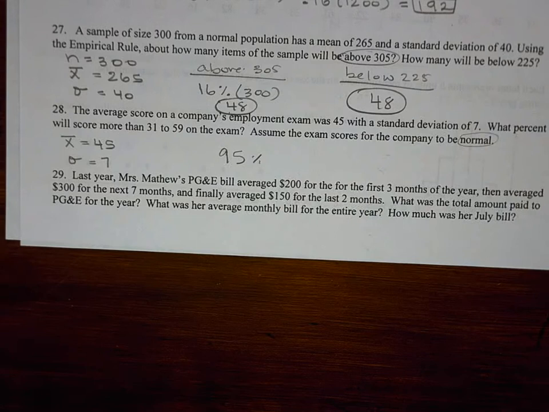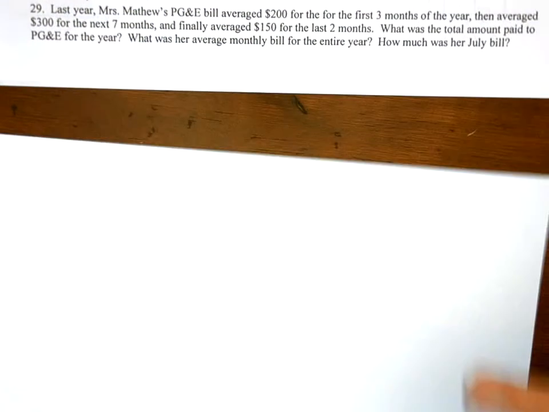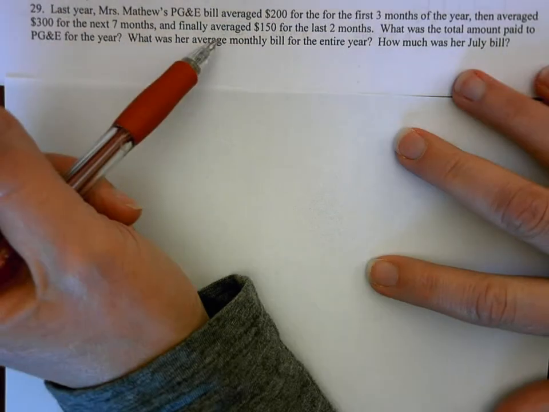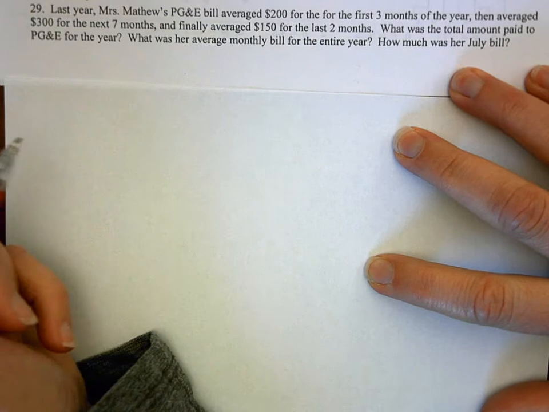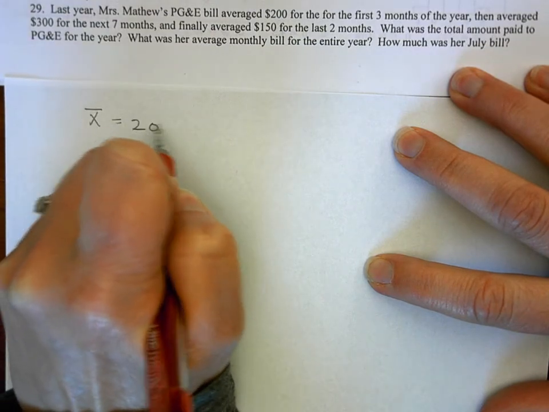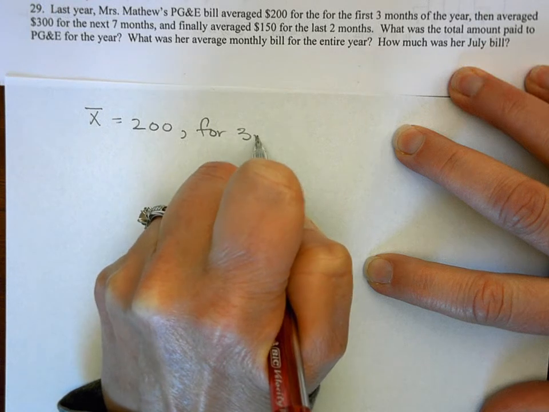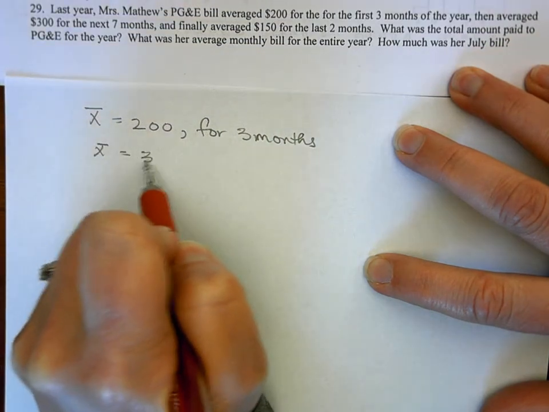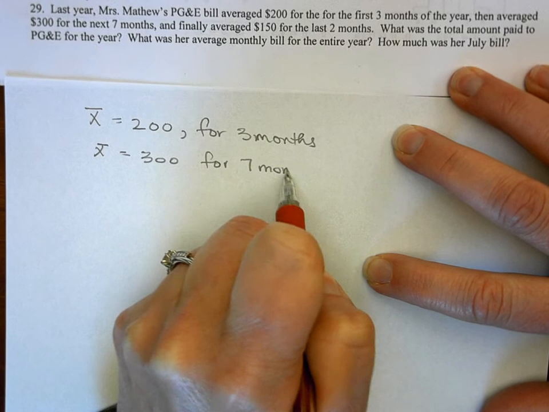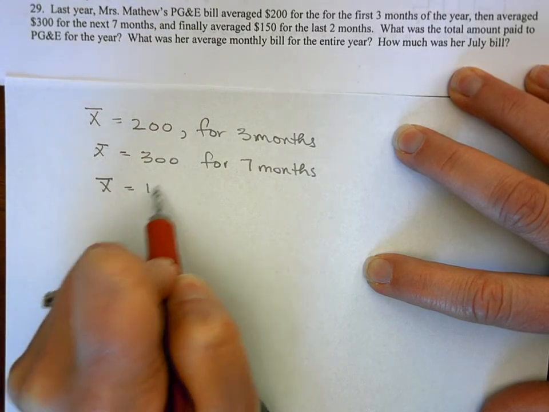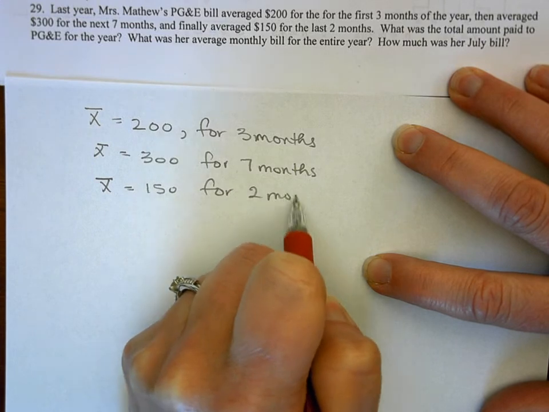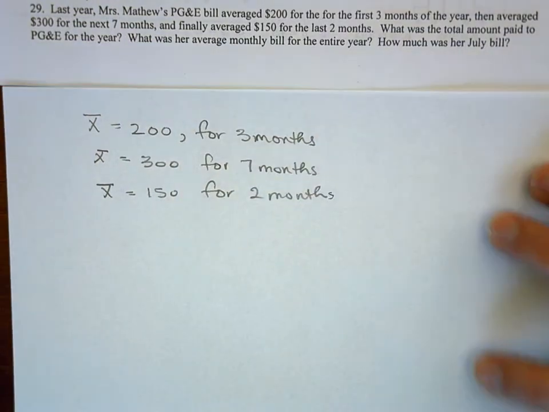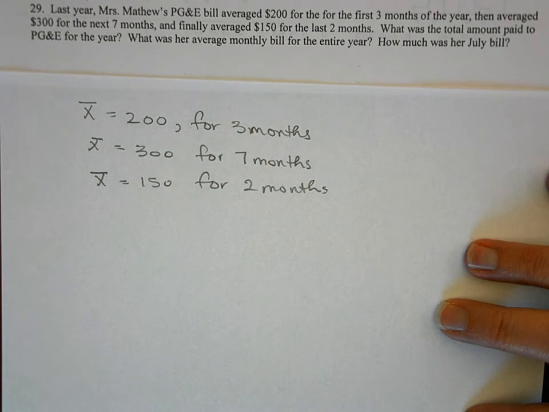Okay. Okay, get another piece of paper here. So for question number 29, it says last year Mrs. Matthews' PG&E bill averaged $200 for the first 3 months. So her average was $200 for 3 months. And then averaged $300 for 7 months, and then averaged $150 for 2 months. And so they want to know what was the total amount paid to PG&E for the year.